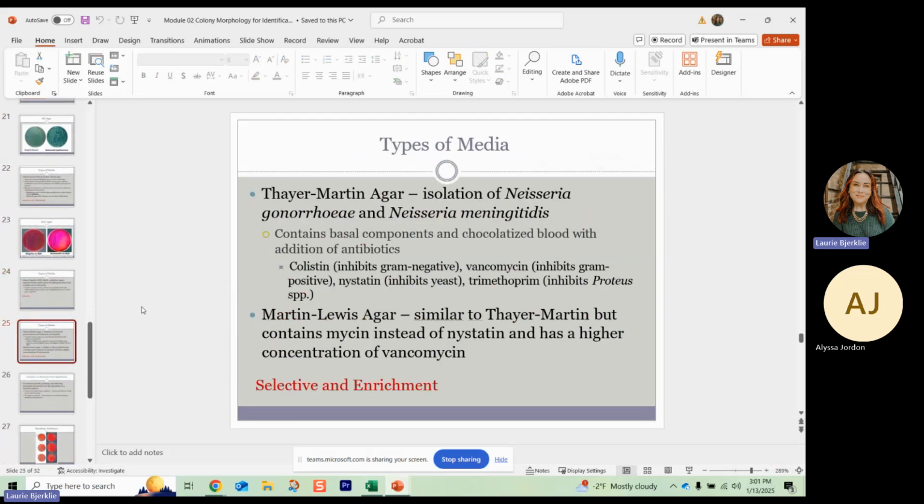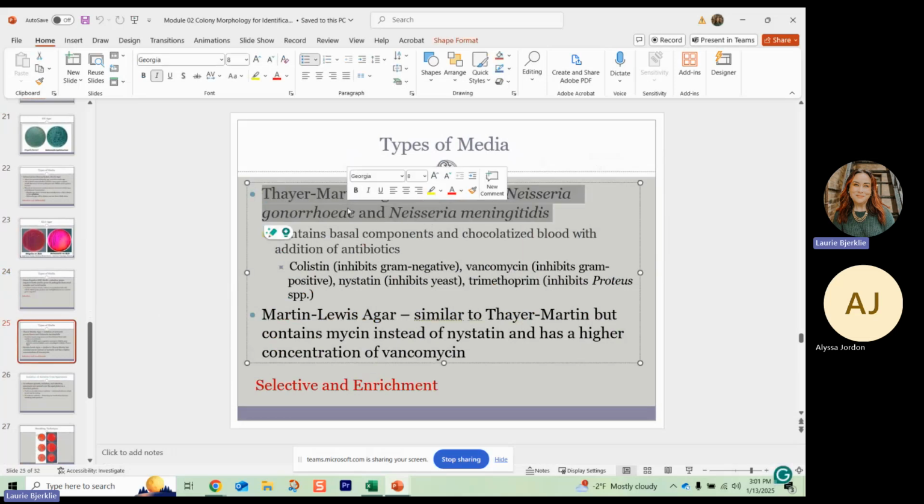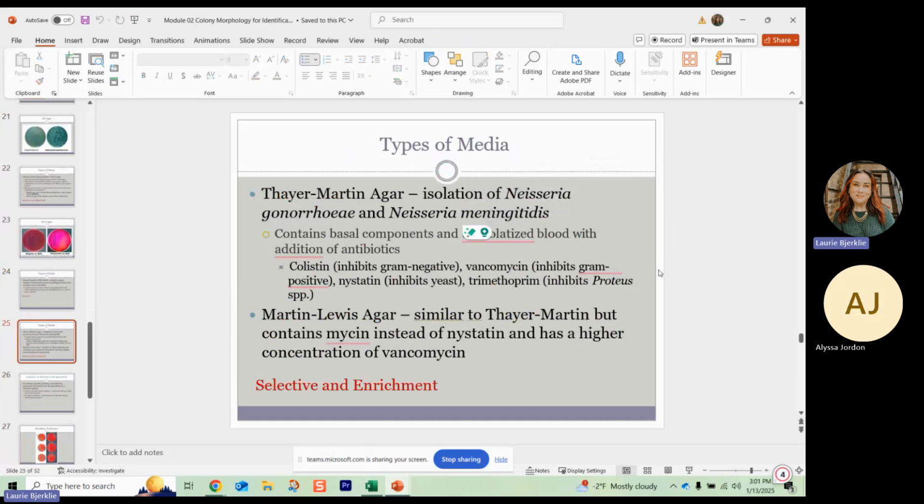All right, the next two are Thayer Martin and Martin Lewis. Both are the same purpose. They are both looking for Neisseria. The main bad boys of Neisseria are Neisseria gonorrhoeae, which causes gonorrhea, and Neisseria meningitidis, which causes meningitis. There are a few things that cause meningitis, but Neisseria meningitidis is definitely one. Those are the two big pathogens of the Neisserias. We'll relearn that when we get to Neisserias.